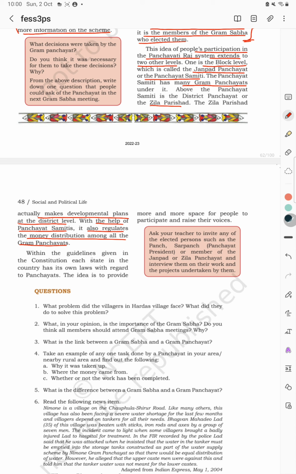Within the guidelines given in the constitution, each state in the country has its own law with regard to Panchayat. The idea is to provide more and more space for people to participate and raise their voices. In our constitutional scheme, Panchayati Raj comes under the state, and every state is free to frame its own guidelines according to its wish.